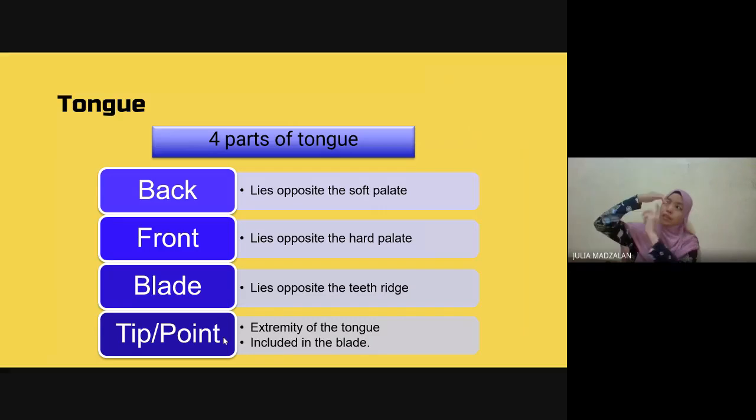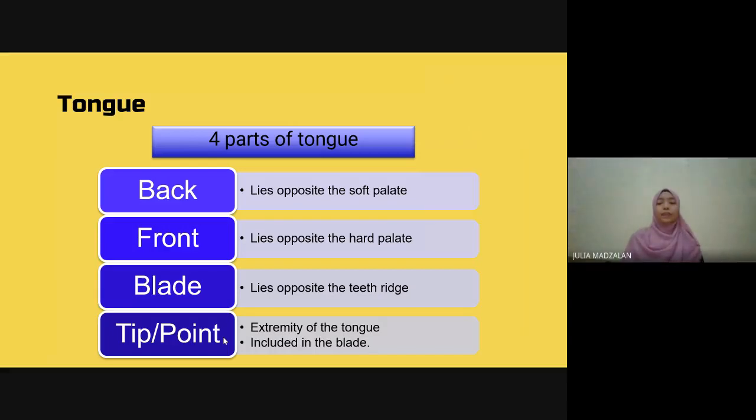This is the front teeth. This is the hard palate. And then this is the soft palate. Betul-betul bawah ni, it is the back of the tongue. And then yang ini adalah the front part. Nampak ke front part of the tongue?